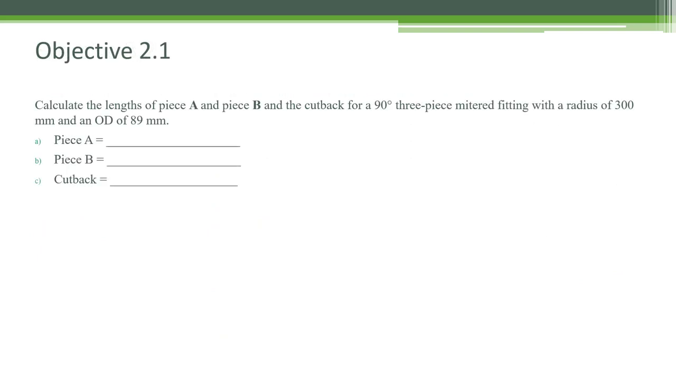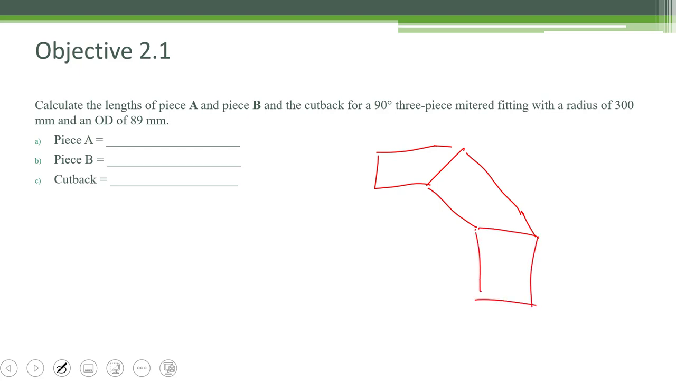Okay, so for objective 2, question 1, now we start getting into calculating the cutback and the lengths of both A and B's for a three-piece mitered fitting with a radius of 300 millimeters. Okay, so I'm going to try to draw this out, and it's probably not going to look very good. Not my best, but that's okay. So again, that's an A, that's an A, that's a B. Remember, the B's are just two A's, right?